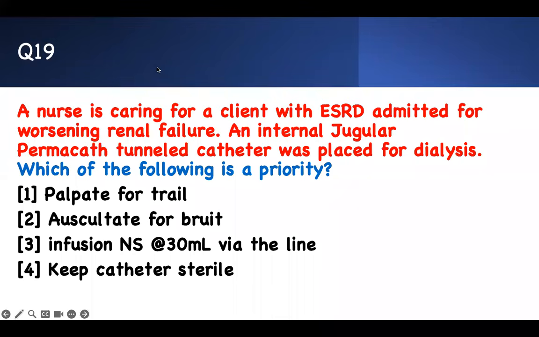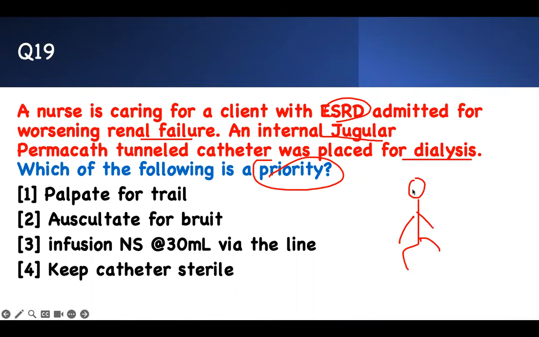Next question. Which of the following is a prioritization? A nurse is caring for a client with end-stage renal disease admitted for worsening renal failure. An internal jugular permacath tunnel was placed for dialysis. All it means is the patient has renal failure. They come in, and a catheter is applied in their neck for dialysis. Remember, this is an emergency, so this is not a permanent catheter. This is temporary to give it to them.